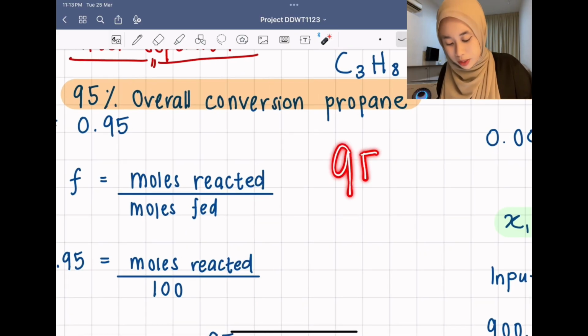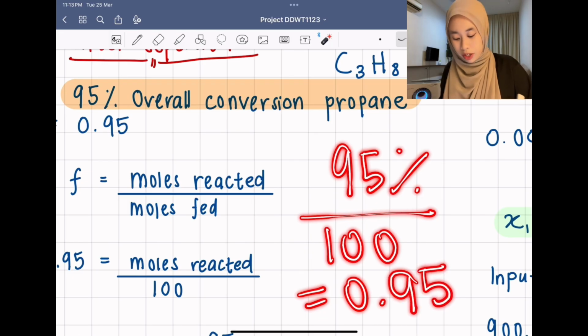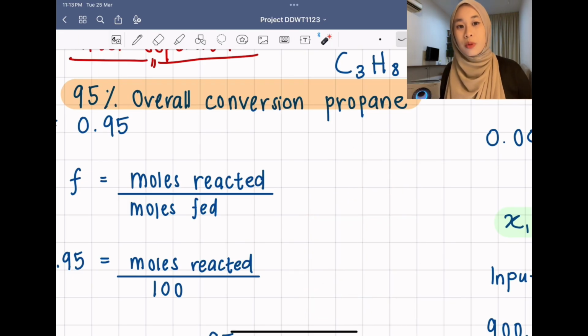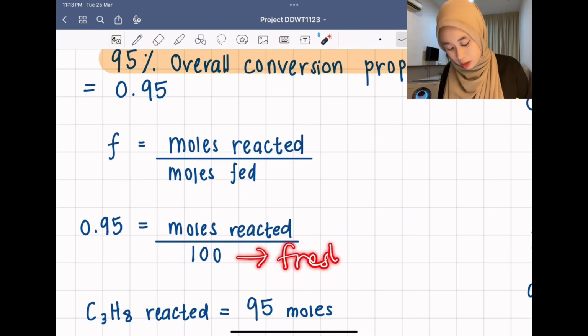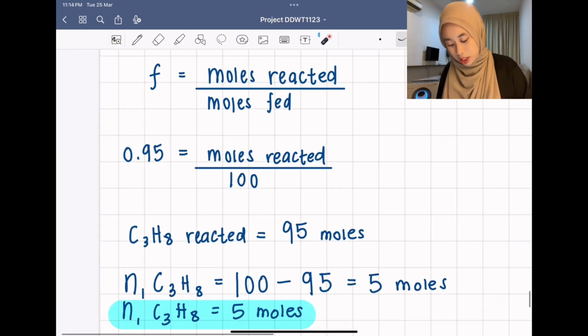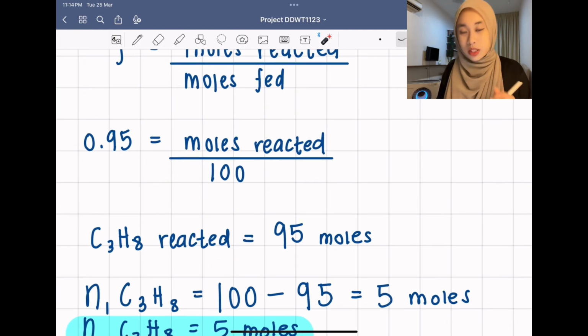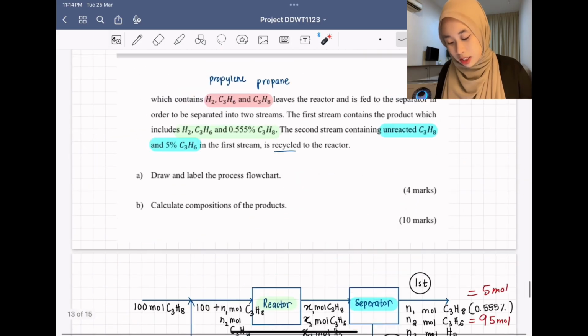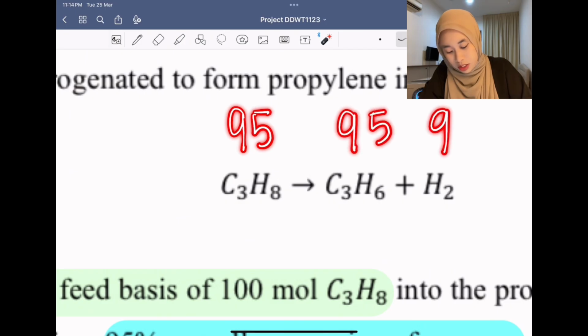So 95% of overall conversion over with 100, you will get 0.95. 0.95 itu adalah ratio bagi moles reacted C3H8 dan moles fed C3H8. Fresh feed dia dah bagi 100 mol kan? Okay. So darab akan dapat 95 moles. But this is reacted. Bila dia dah bagi chemical equation kan? Sampai ni semua adalah 1 mol. So should be here is 95, here is 95, here is 95.